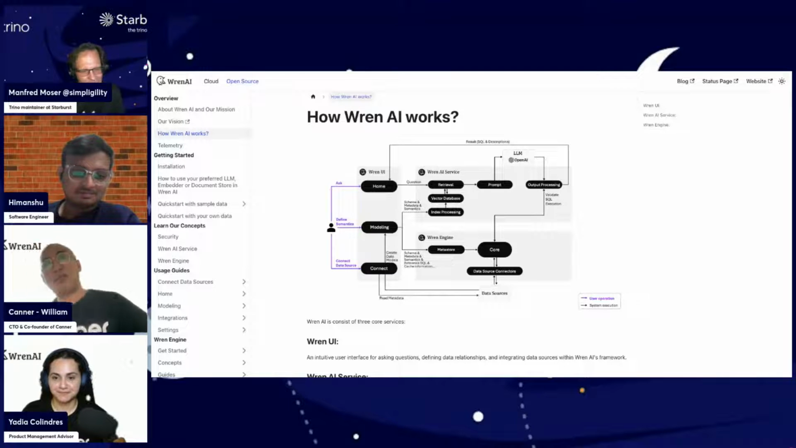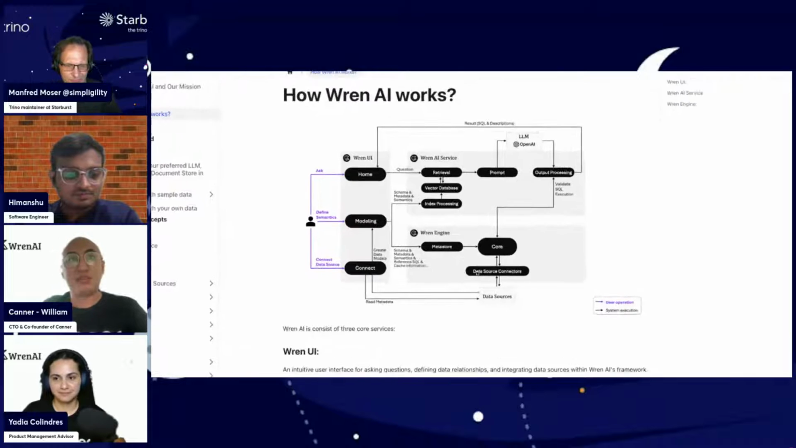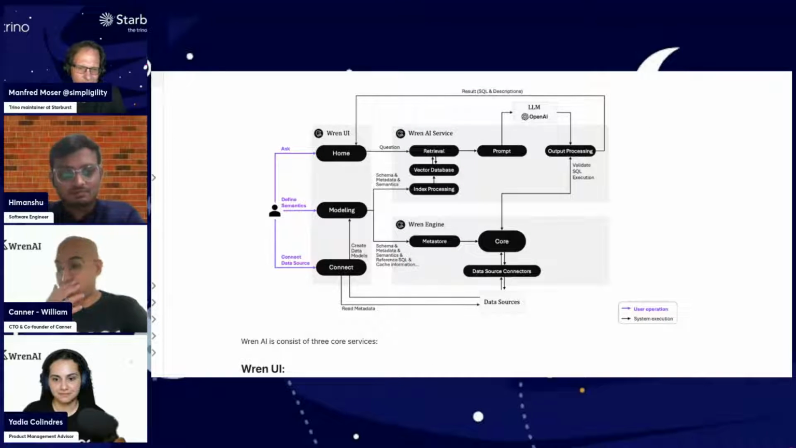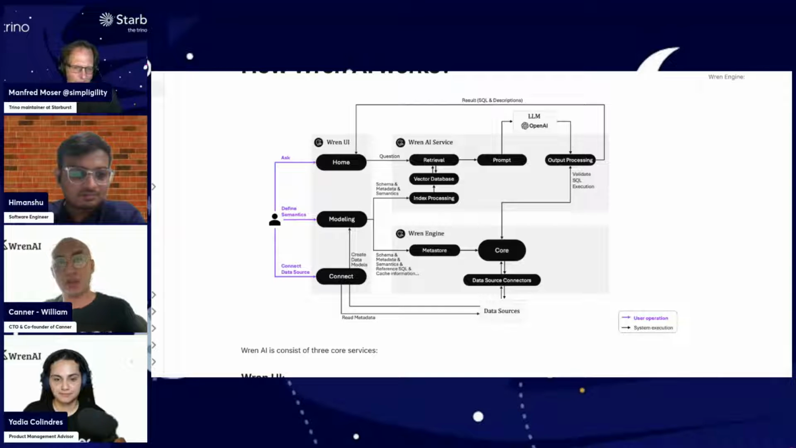Okay, so before jumping to the demo, I want to share a little bit about what makes Wren AI special and also a little bit of our architecture. What Himanshu mentioned: he mentioned Rust, Next.js, and JavaScript. It actually consists of different components.